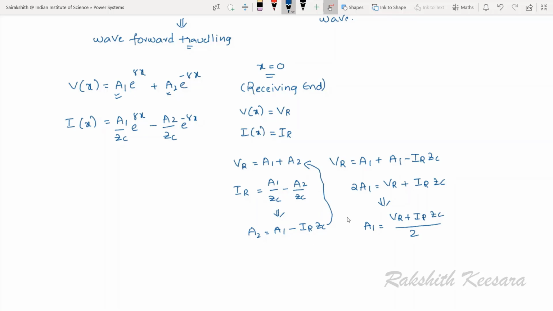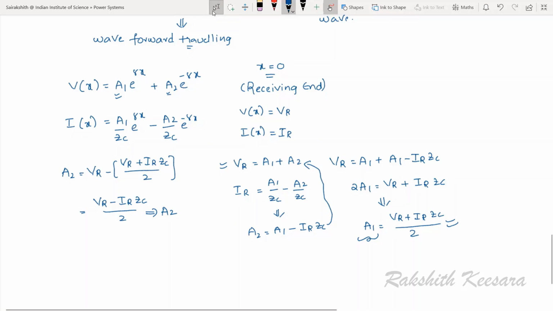Next, let me find A2. I am substituting the value of A1 in this equation. So A2 will be VR minus VR plus IRZC by 2. So this will become 2VR minus VR, that is VR minus IRZC by 2. Is this okay? This is the value of A2 and this is the value of A1. I am substituting in these equations.